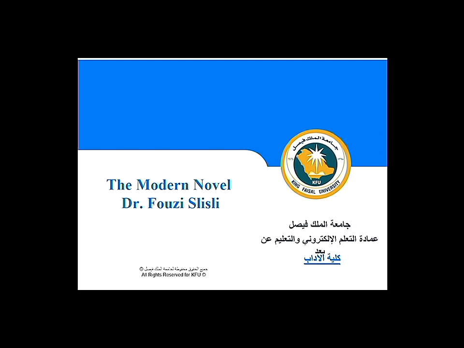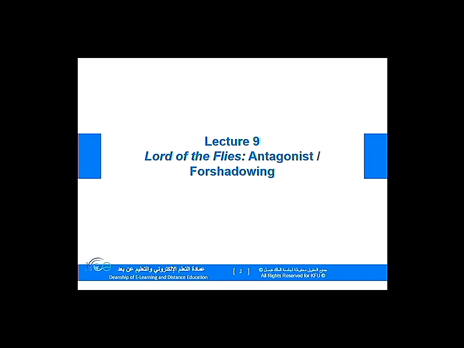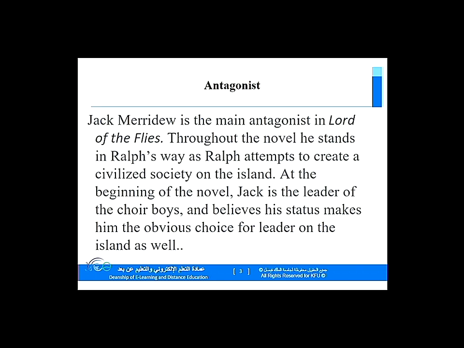Today's lecture, number 9, we'll look at two subjects. We'll look at the antagonist of the story, and then we will look at the technique of foreshadowing. So let's begin. The antagonist, Jack Merridew. He's the antagonist of the story.